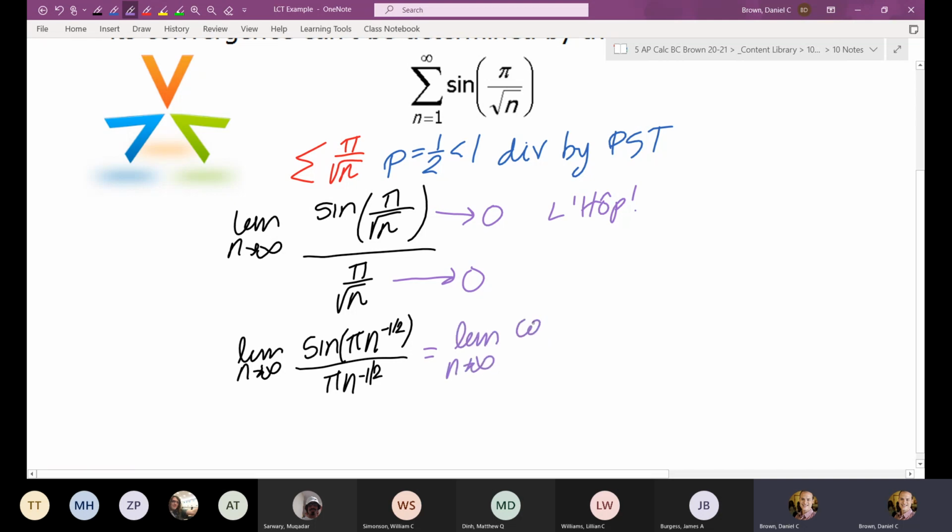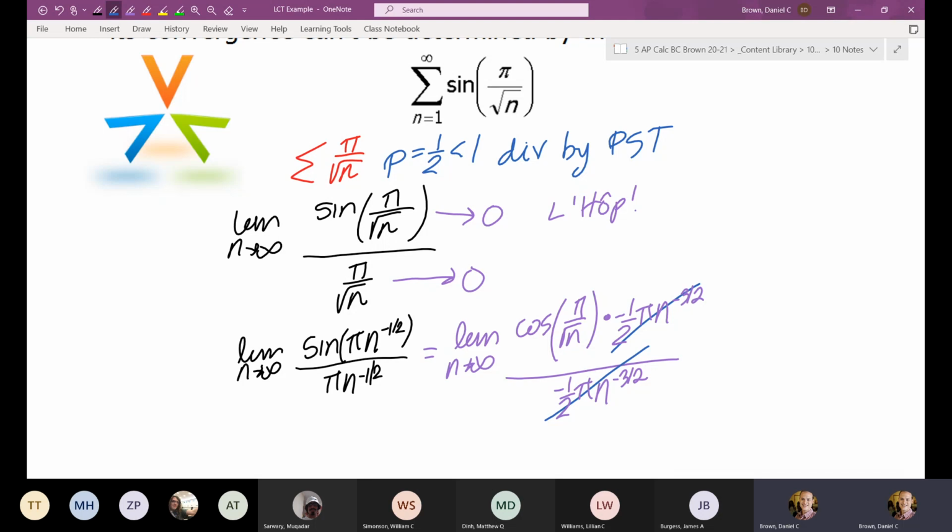The derivative of sine is cosine. Leave the inside the same, times the derivative of the inside. So that negative 1/2 comes down in front. Pi is a coefficient, and that'll become n to the negative 3/2. All over the derivative of the denominator. Negative 1/2 comes down in front. Pi is a coefficient, n to the negative 3/2. Before I go to take the limit, what do I notice? Cancels. We're happy about that. So we really are just taking the limit of the cosine of pi over root n.